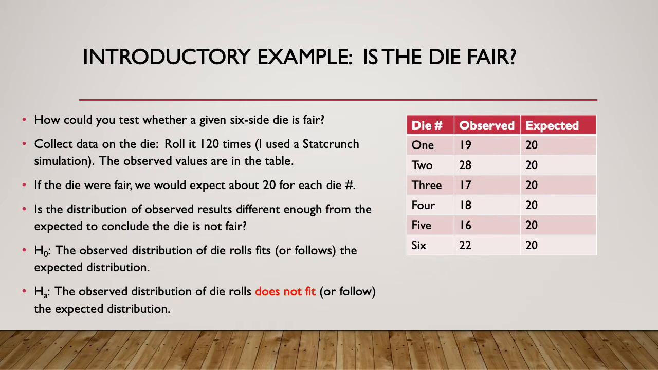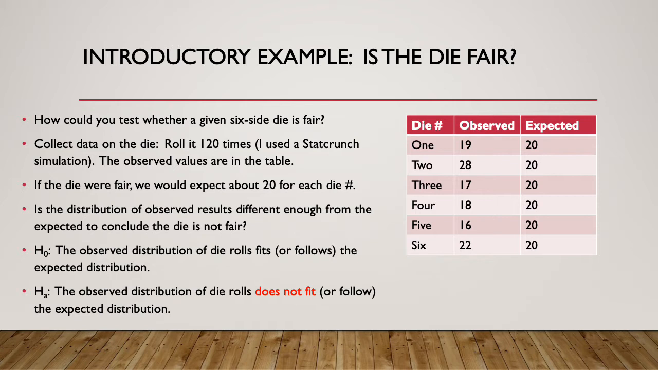Now, if the die were fair, we would expect about 20 out of 120 for each number: 20 1s, 20 2s, all the way up to 20 6s. You would never get exactly that, but that's the expected value based on each of the numbers being equally likely.